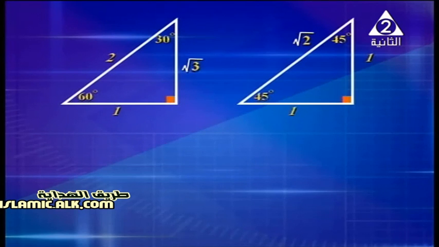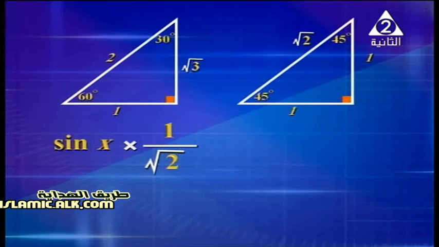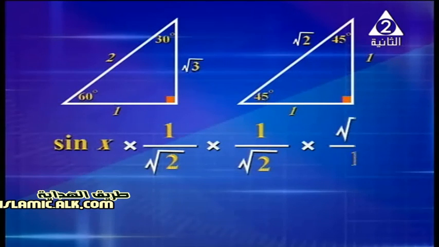Now let us start substituting. Sine x multiplied by, what about sine 45 degrees? It is 1 over root 2. What about cosine 45 degrees? It is 1 over root 2. What about tan 60? Do you remember? Tan means opposite over adjacent. So it is square root 3 over 1, which gives square root 3.